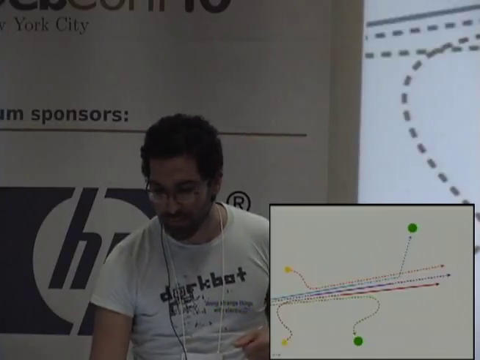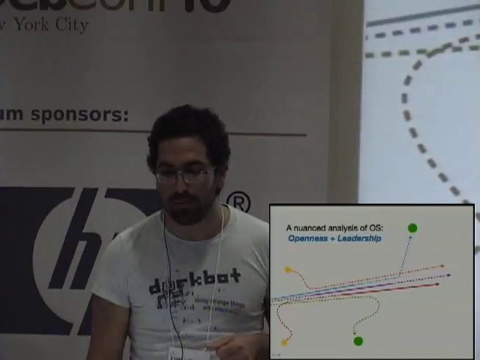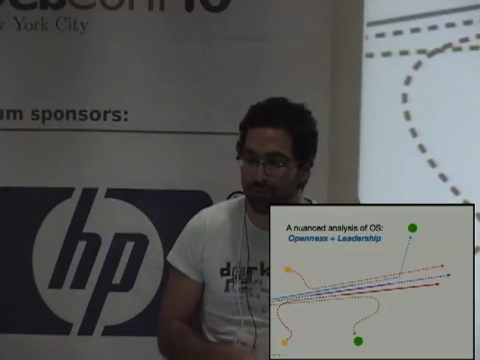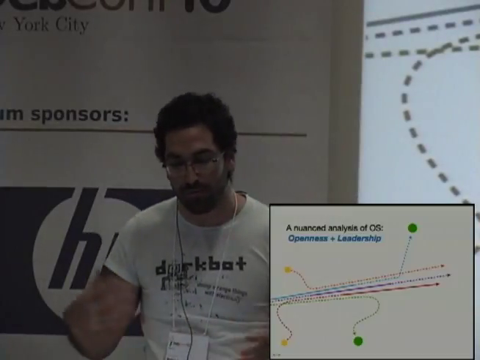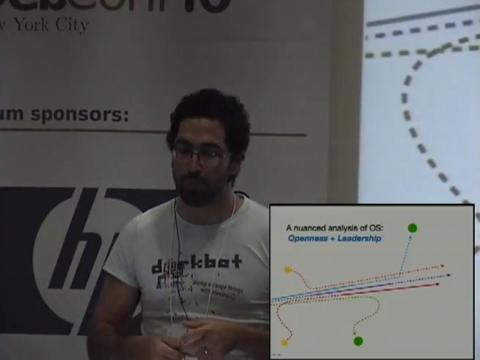I think both of them are flawed, but I think both of them have the answer. And the answer should not be leadership or openness. It should be a combination of leadership and openness. And that is where free software shines. That's also the political promise that inspires people about free software. And that's something that we should keep in mind. So if we're thinking about a more nuanced analysis of the open source process, it's a combination of openness and leadership.